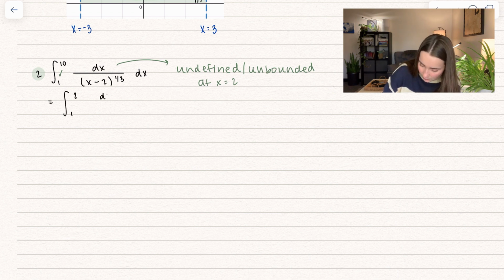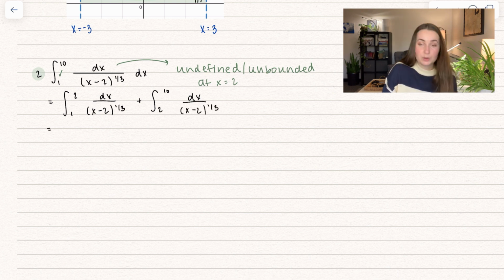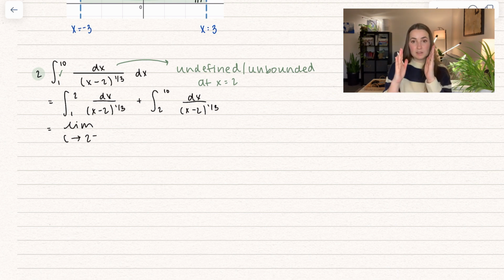First, it's going to be 1 to 2 of dx divided by (x minus 2) to the 1/3. And then we need to add the integral from 2 to 10 of dx divided by (x minus 2) to the 1/3. So now we want to rewrite these as proper integrals because we can't plug in 2, right? 2 is undefined. So we're going to take the limit, and I'm just going to say c is going to approach 2 from the left. Remember, we're starting at 1 going up to 2, so that's going to be the left side of 2.